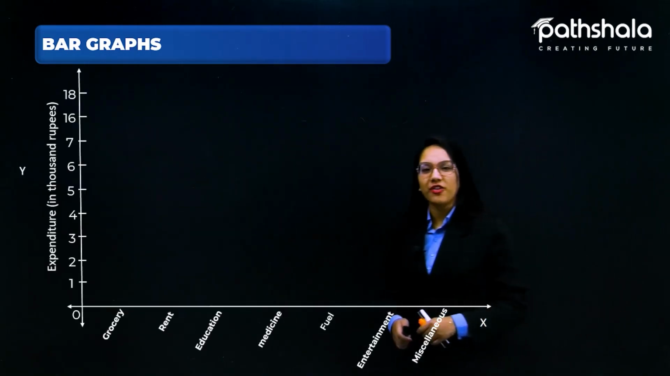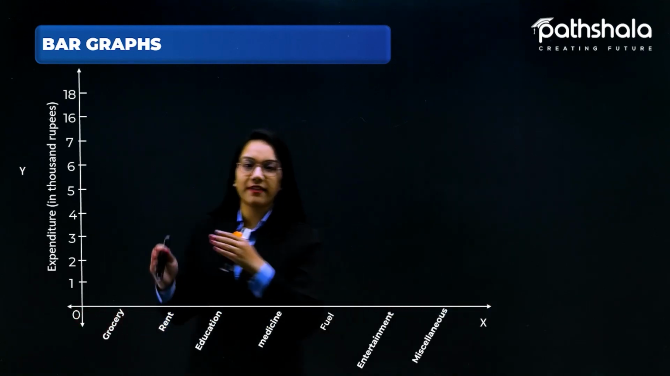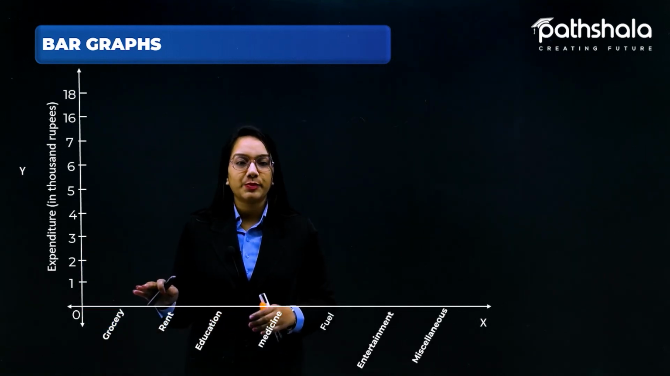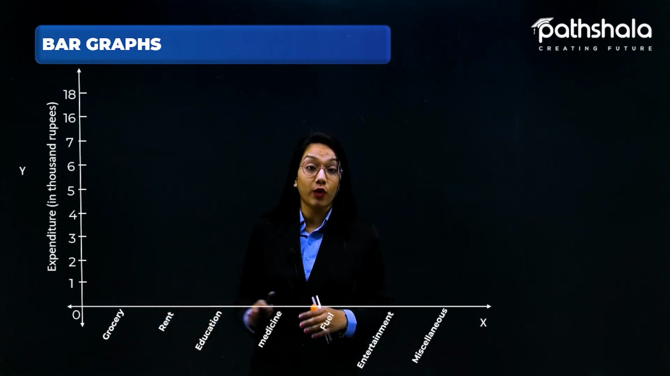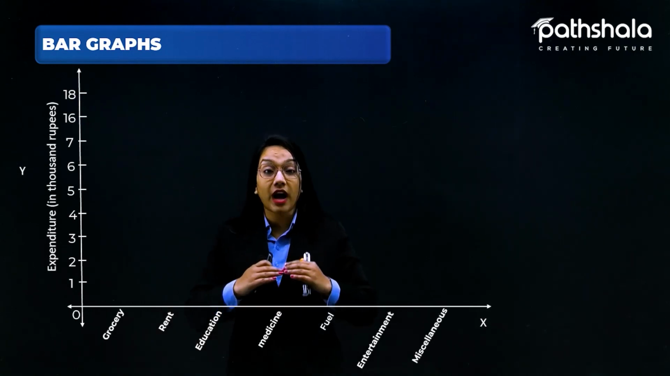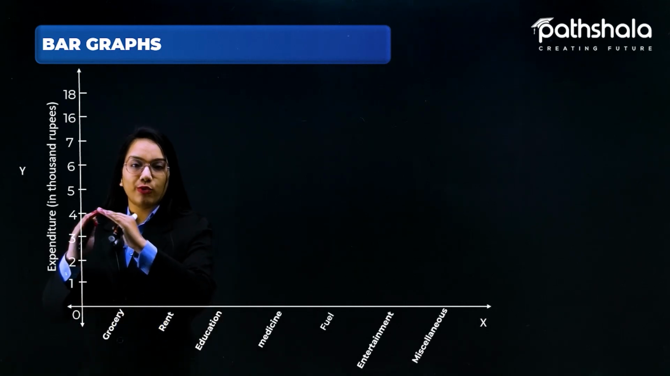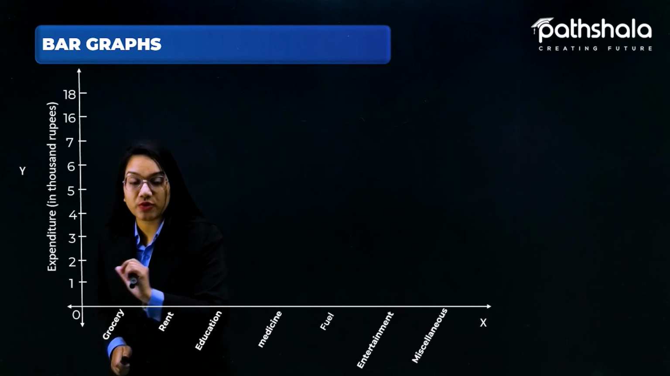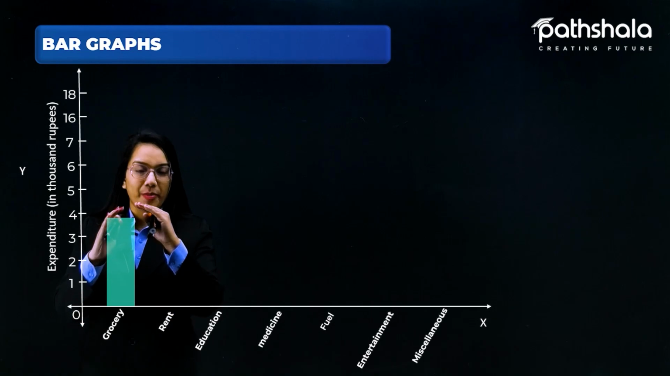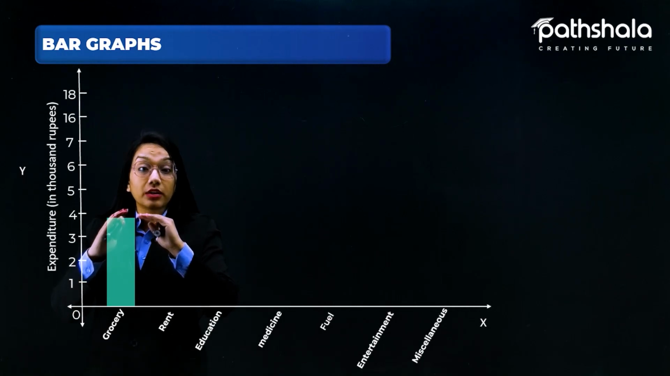As you can see over here, we have the heads on the x-axis, and the expenditure on the y-axis. For the grocery, the expenditure is 4,000 rupees. So we take the width as 1 unit, and the height as 4 units, because a height of 4 units represents 4,000 rupees. Here 1 unit represents rupees 1,000. So the grocery's bar would be of this form. As you can see, the width is 1 unit, and the height is 4 units.